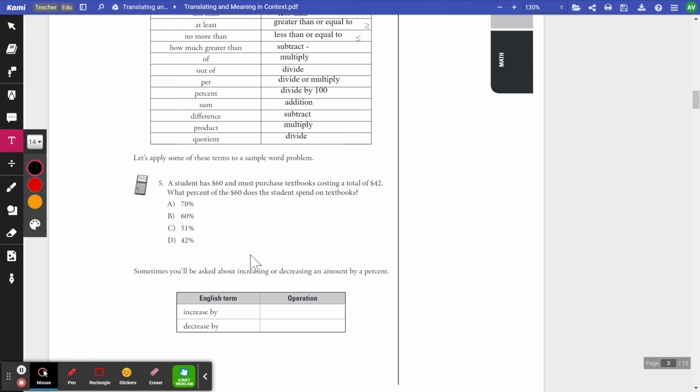So this one: a student has $60 and must purchase textbooks costing a total of $42. What percent of the $60 does the student need to spend on the textbooks? So I'm going to let you guys do this. That'll be your tryout problem, but let me know if you need help.